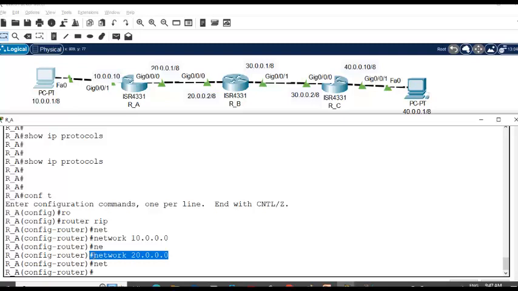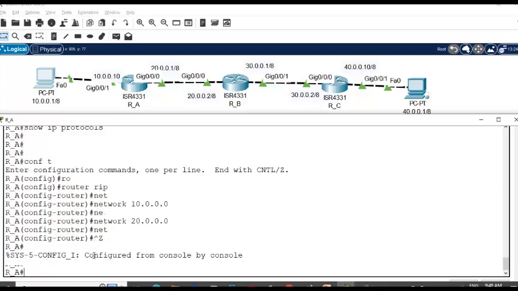All right, let us go and enable it on the other routers. Router RIP. Tell me what networks I have to advertise here. Check the routing table and tell me. See, the routing table is above. What are the networks I should advertise? Network 20 and 30, isn't it? That's all. All right, now show IP protocol. Let's see. RIP is running.